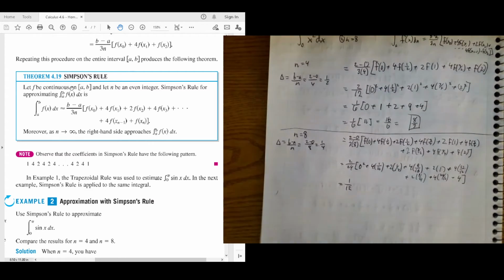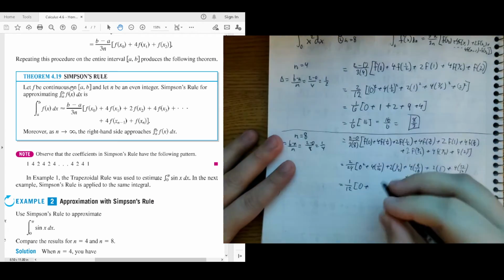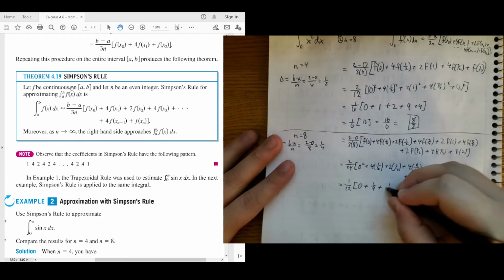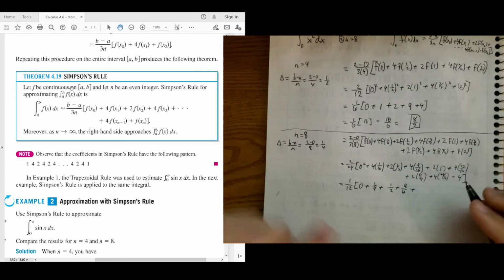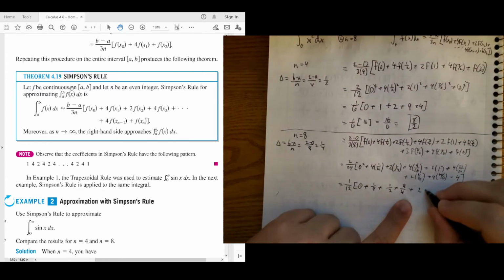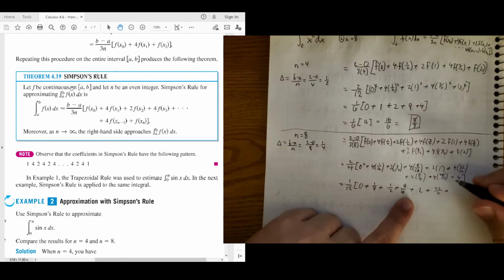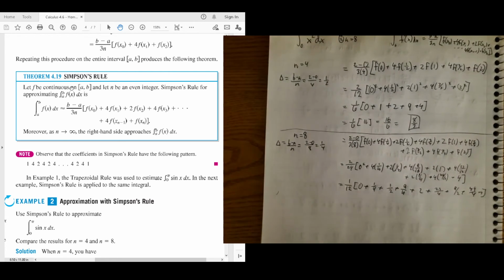All right, looking good so far. Now let's start simplifying. 0 squared is 0 plus 4 times 1 over 16 would be 1 over 4. 2 times 1 over 4 would be 1/2. 4 times 9 over 16 would be 9 over 4. 2 times 1 would be 2. 25 over 16 becomes 25 over 4. 9 over 4 becomes 9 over 2, which becomes 49 over 4 plus 4. Good so far. And then we just start simplifying.